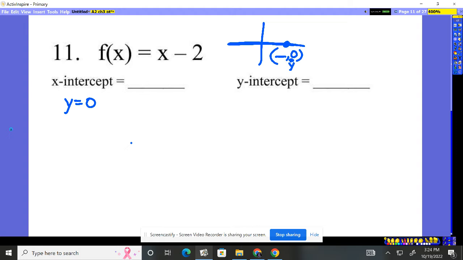For the y-intercept, well, maybe you're up here on the y-axis. You've moved over none and up some amount. Here we know the x value has to be 0, so we'll set the x to 0. So let's start with the harder one, which is always the x-intercept.